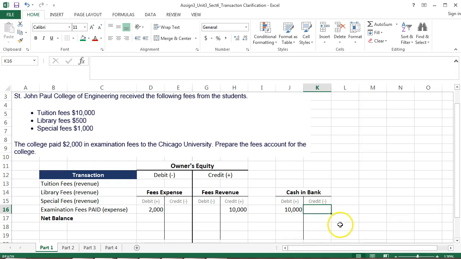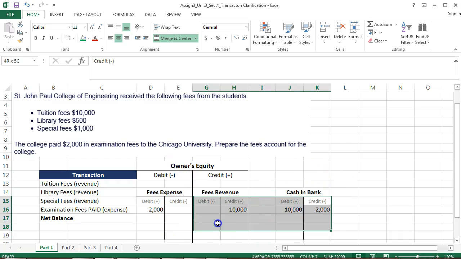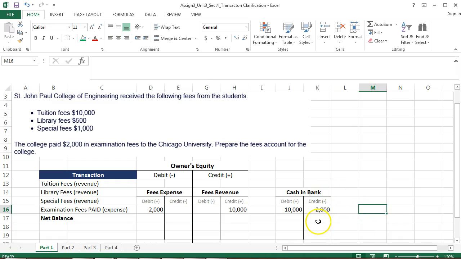So that's going to credit our cash and bank. We're writing a check to Chicago University. It's coming out of our bank. We're putting it towards that expense, but it's ultimately leaving the business. That's kind of how you would look at that whole circle of life of that $2,000 within our business and how it's leaving.